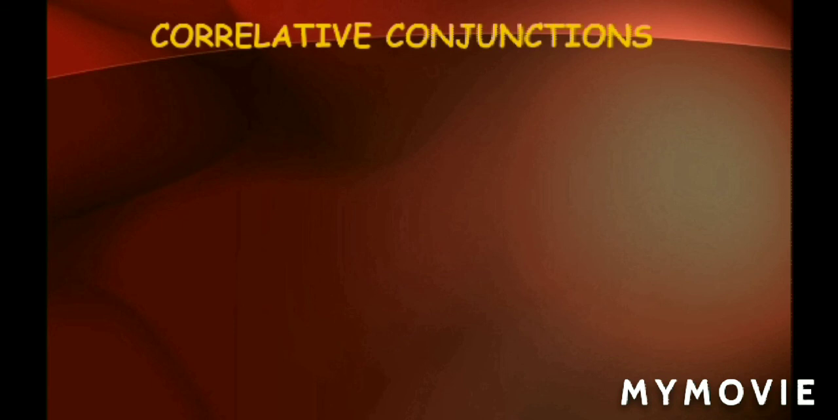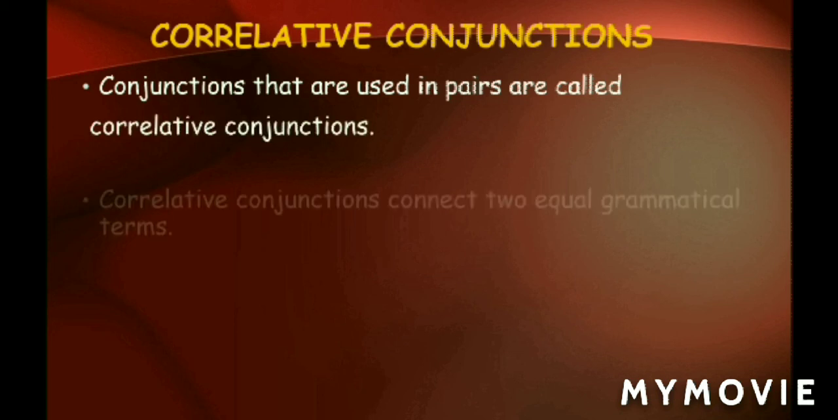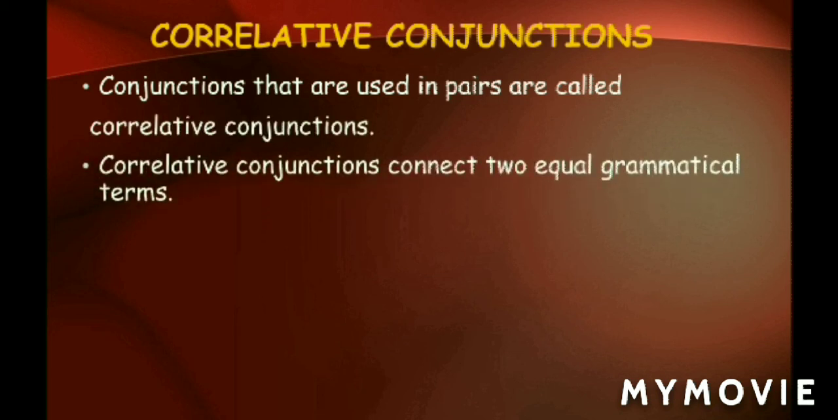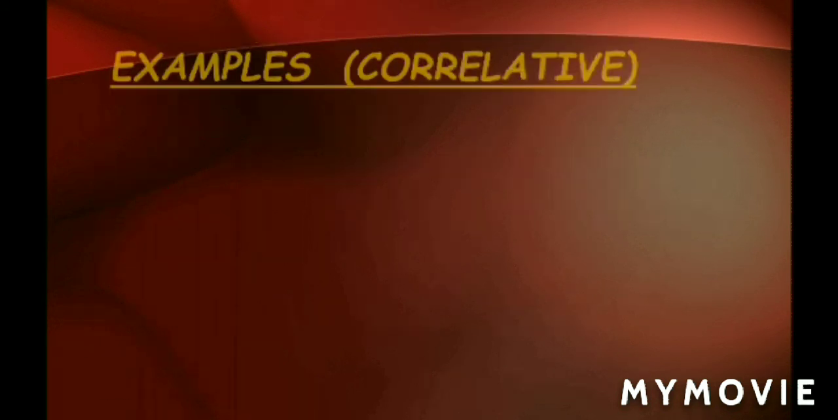Third kind of conjunctions, correlative conjunctions. Conjunctions that are used in pairs are called correlative conjunctions. Correlative conjunctions connect two equal grammatical terms. Some examples of correlative conjunctions: both and, not only but also, either or, and neither nor.